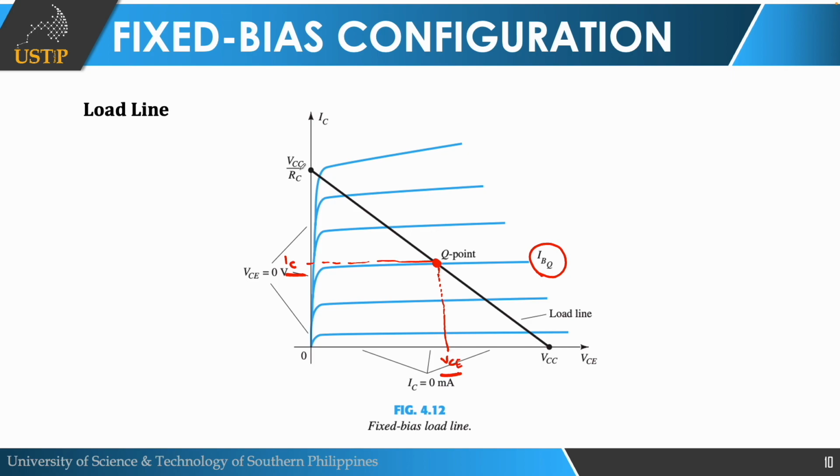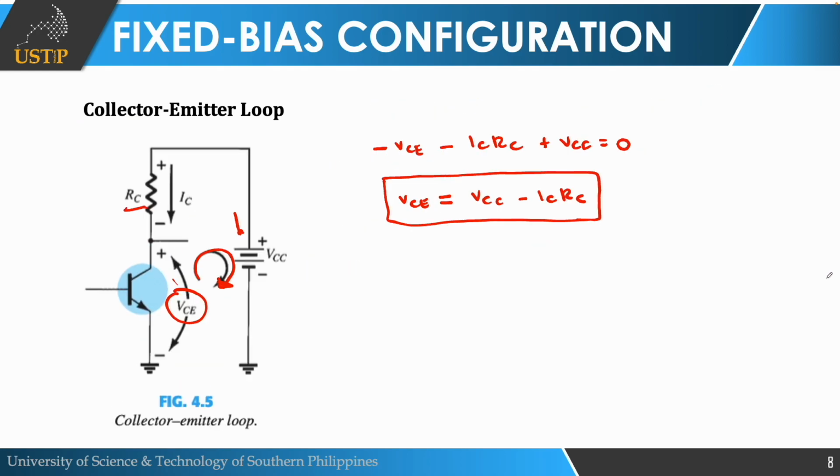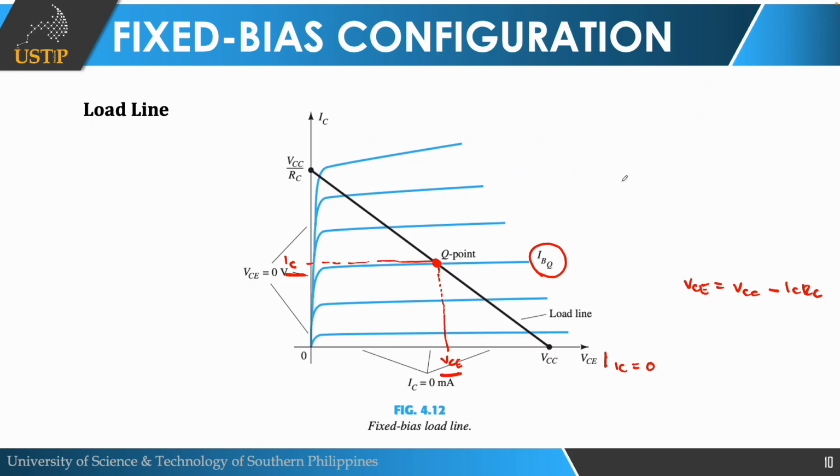Then how do we find the load line? First we have to get the value of VCE when IC is equal to 0, when your collector current is equal to 0. We can get that from our VCE expression, which is equal to VCC minus ICRC. So when IC is equal to 0, VCE is simply equal to VCC. That is why we have this expression. This is your point when your IC is equal to 0.